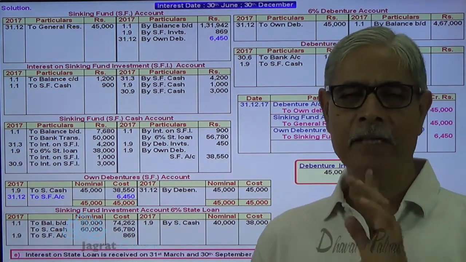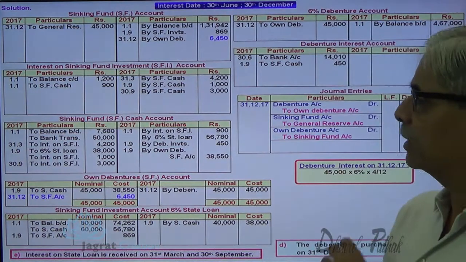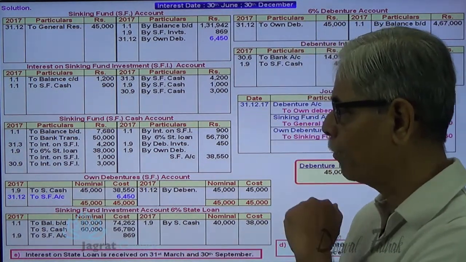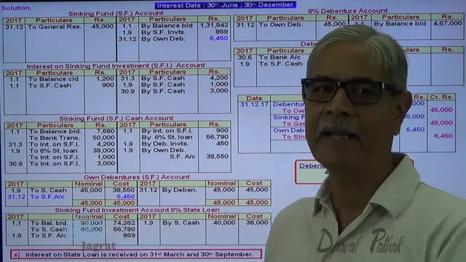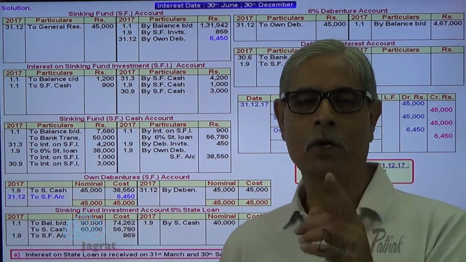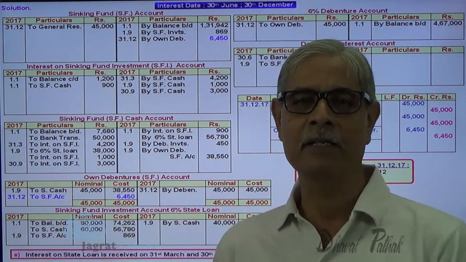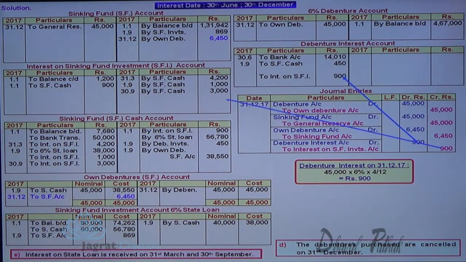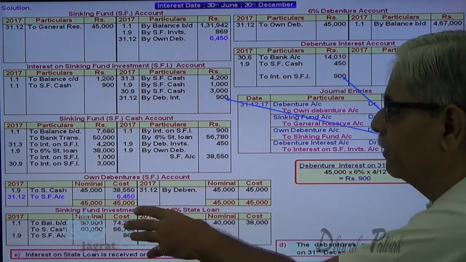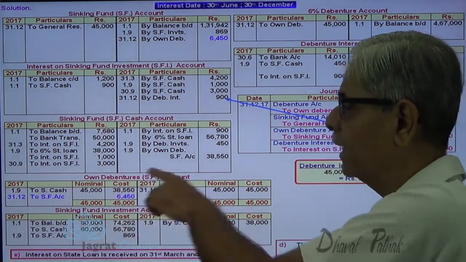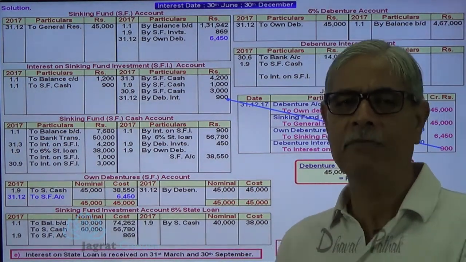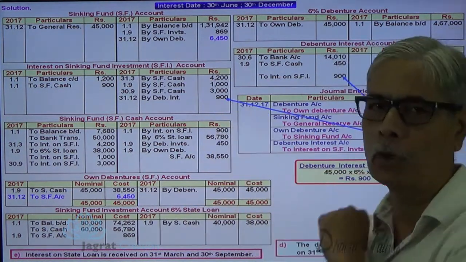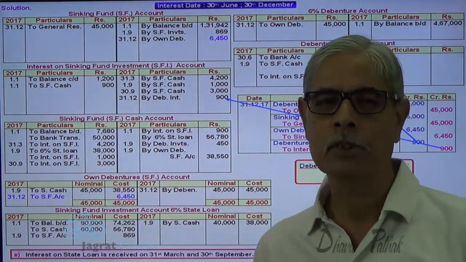Date of cancellation is 31st of December. These own debentures were purchased on 1st of September. So September, October, November, December, 4 months investment sustained. So 4 months interest is 900. For that, the entry to be recorded is debenture interest account debit to interest on sinking fund investment account credit. All sinking fund investment interest is credited over here, and these own debentures are also sinking fund investment. So interest on these own debentures for 4 months is also credited to interest on sinking fund investment account.